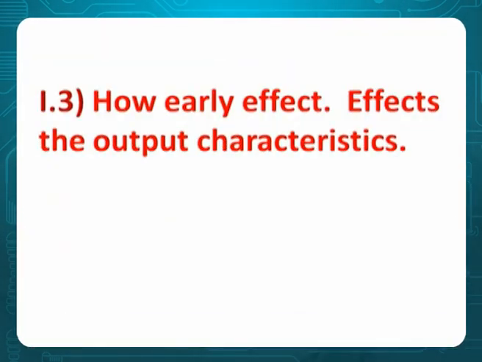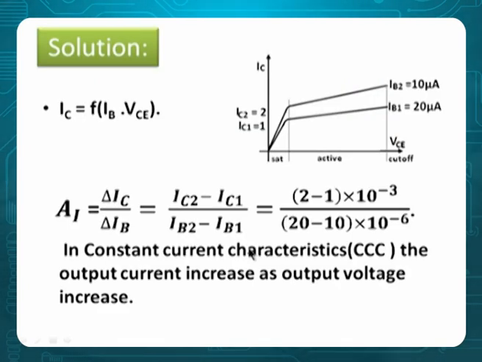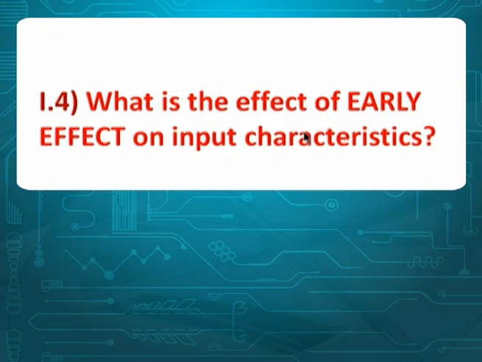Question 3. How does early effect affect the output characteristics? Let me explain. If you see the characteristics here, particularly in common emitter, you see there is a rise. Now what do you understand here? In the active region, as the output voltage increases, output current increases. So this rise on the curve is because of early effect. Because we said in the early effect, as output voltage increases, output current should increase. That is proved in this portion of the curve. That's why it is called early effect.